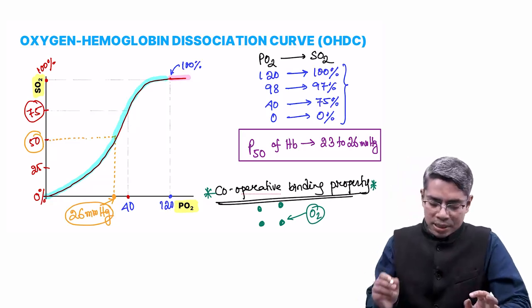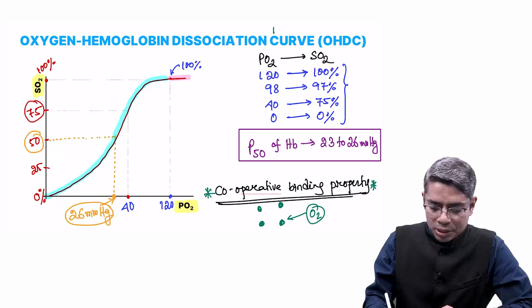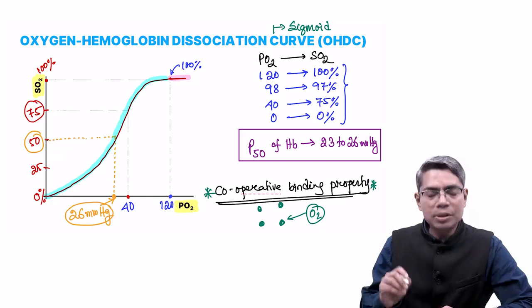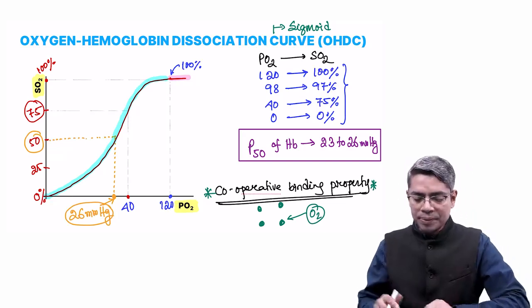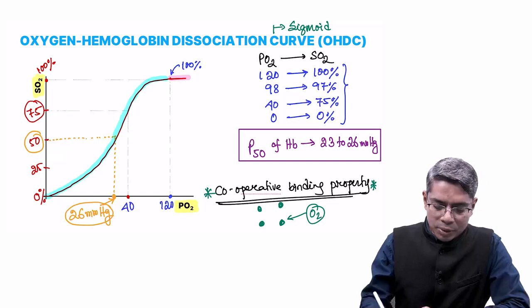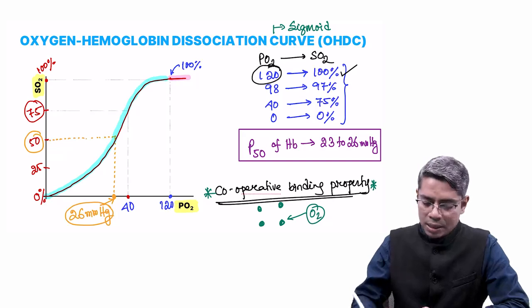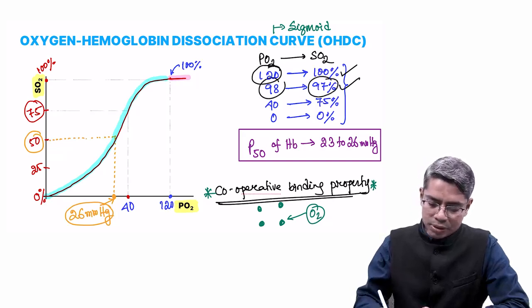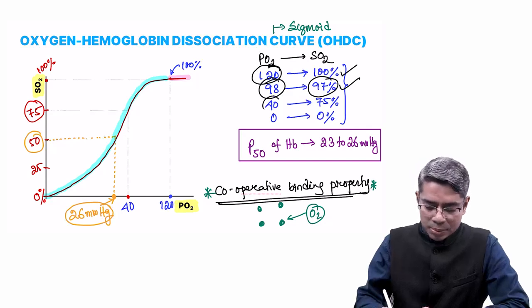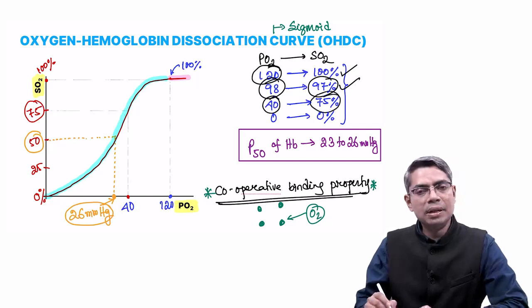and because of the cooperative binding property, the oxygen hemoglobin dissociation curve is sigmoid shaped. Okay, and with this curve, we already know that if the saturation is 100%, the partial pressure is 120. If the saturation is 97%, the partial pressure is 98. A partial pressure of 40 means the saturation will be 75%.